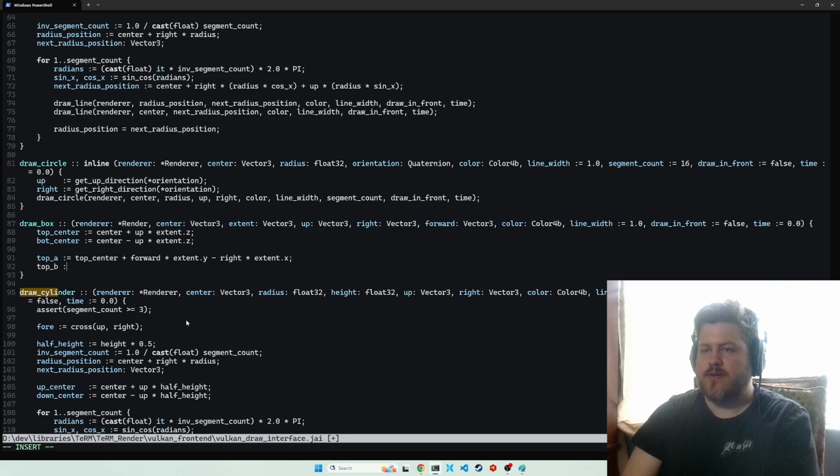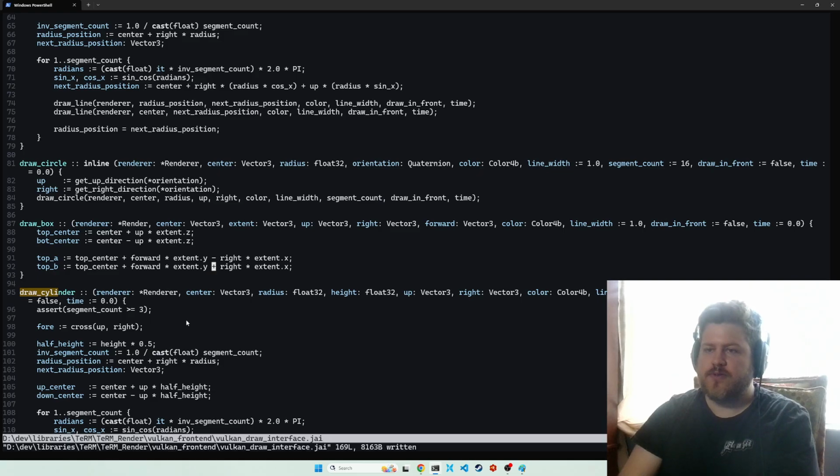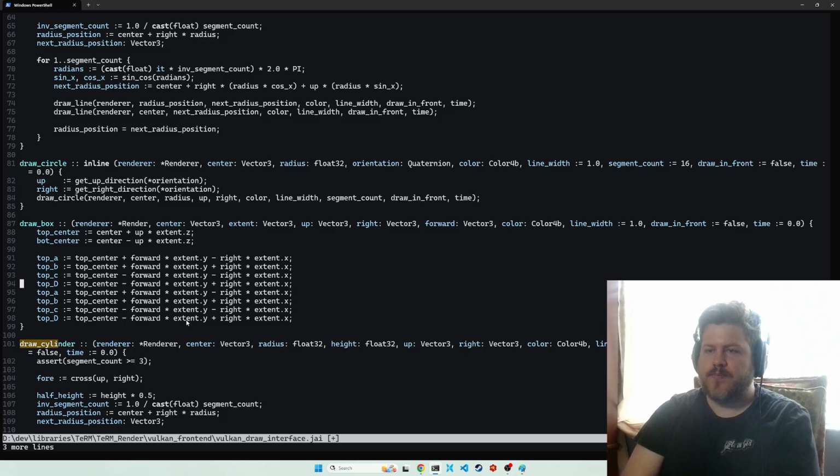Top B. We're going to do the same thing, add forward. So we're going to go forward, but then we're going to go to the right instead of the left. And then for top C and D, we're going to go backward. So forward to the left, forward to the right, and then backward to the left, backward to the right. So we have all of our points on the top, right? And then do the exact same thing to the bottom.